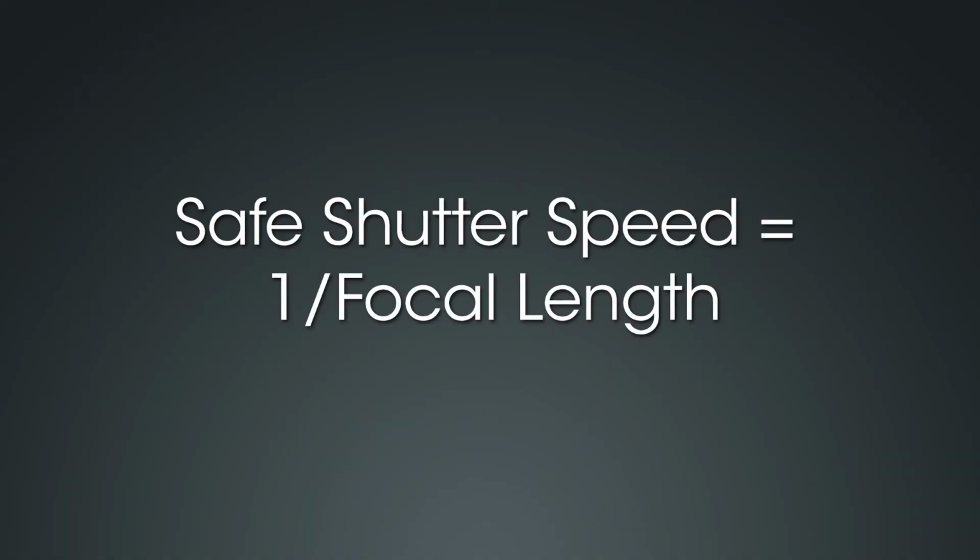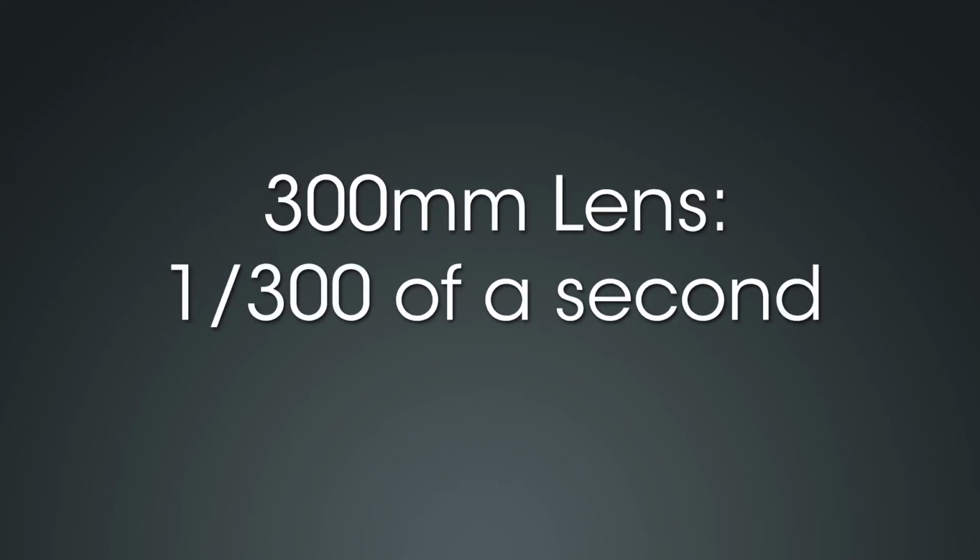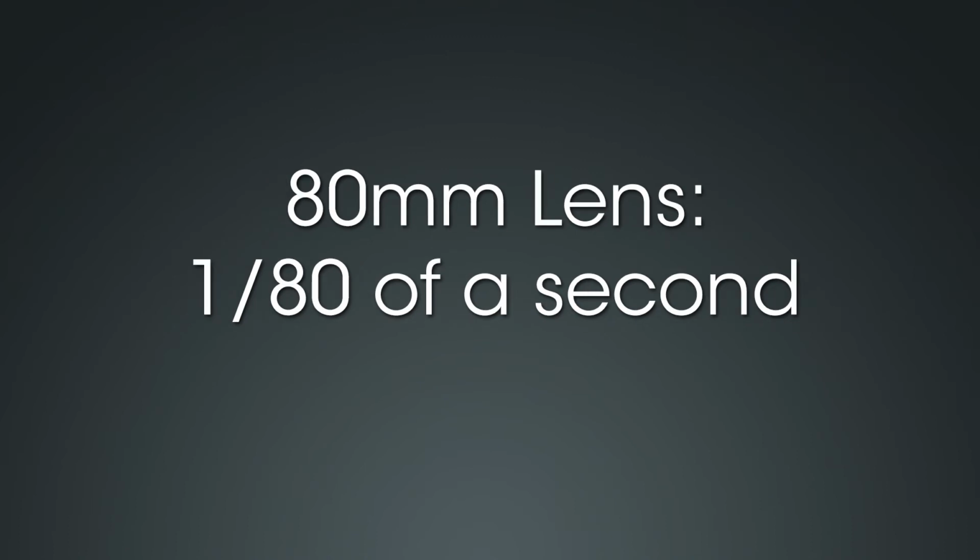A helpful rule of thumb is to set your shutter speed to 1 over the focal length. Confusing? Let me explain. If the focal length of your lens is 300 millimeters, for example, you should set your shutter speed to at least 1/300th of a second. If the focal length is 80 millimeters, you might get by using a shutter speed as low as 1/80th of a second. Generally speaking, a tripod is a good idea anytime the shutter speed is slower than 1/60th of a second, regardless of the focal length of the lens.